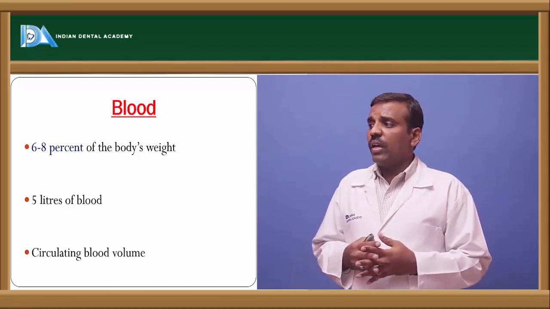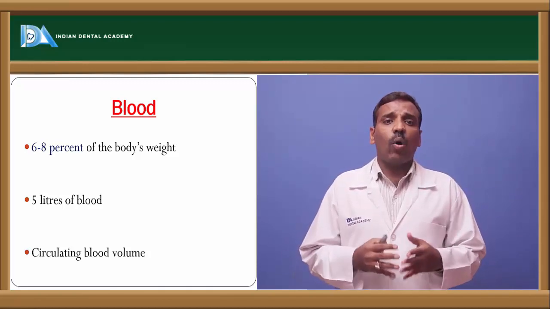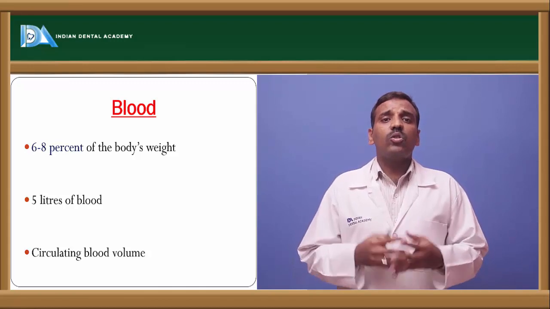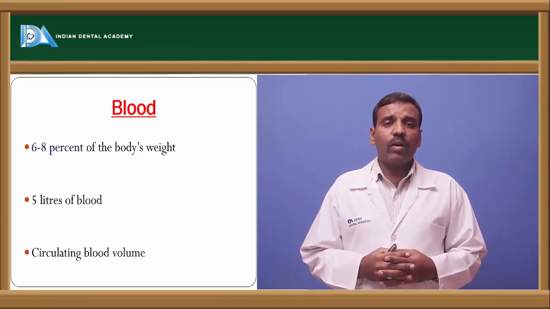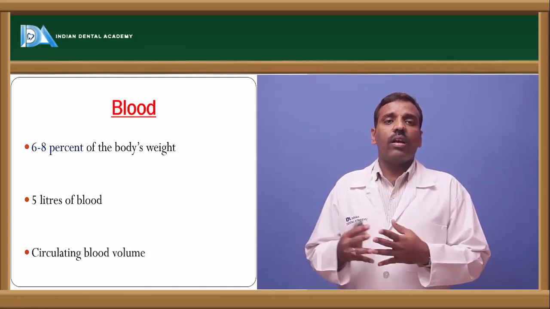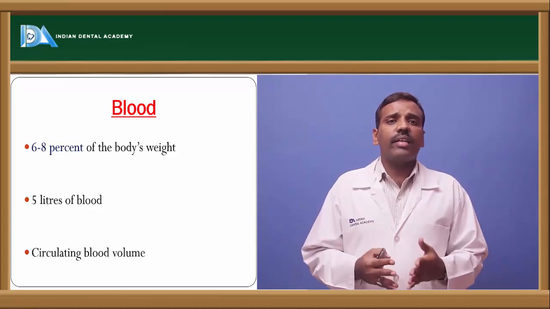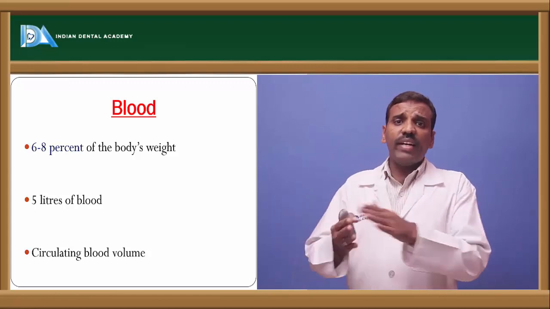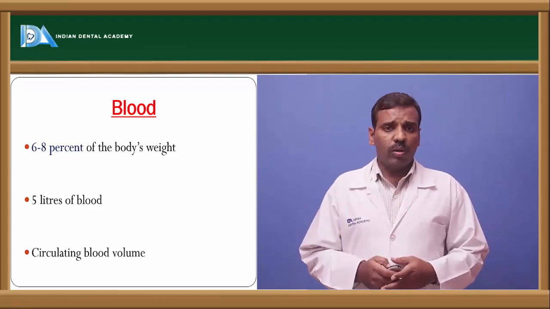And next one is that circulating blood volume is always lesser than the total blood volume because the peripheral resistance is the main reason for this. Circulating blood volume is less when compared with the total blood volume.